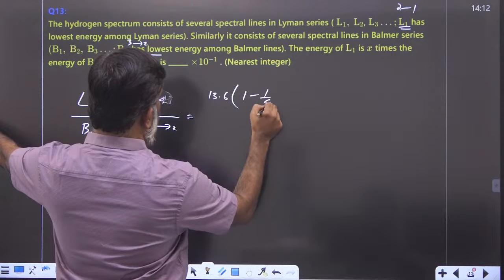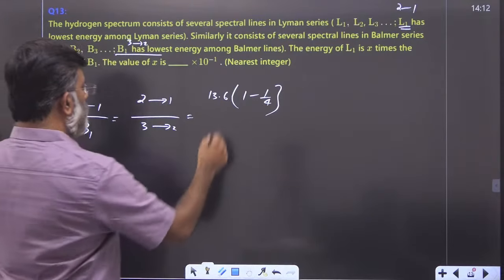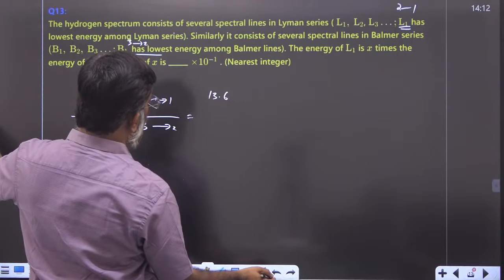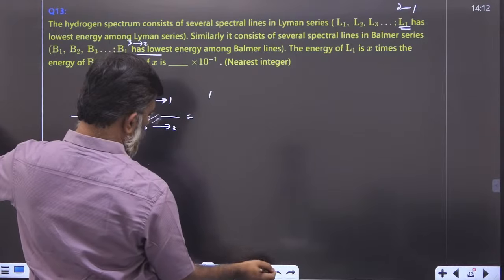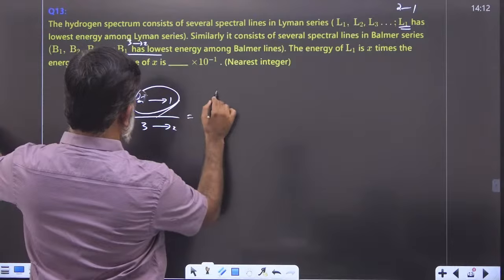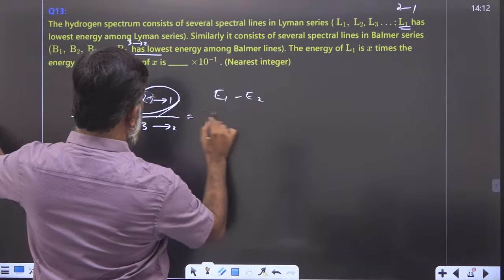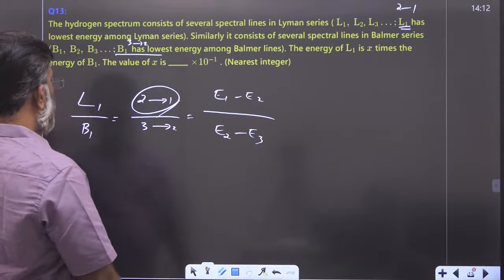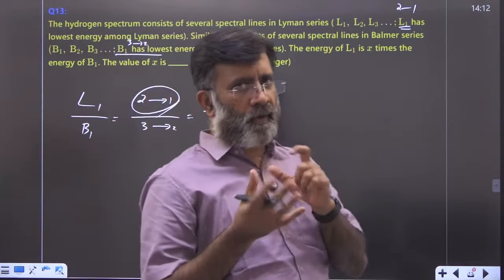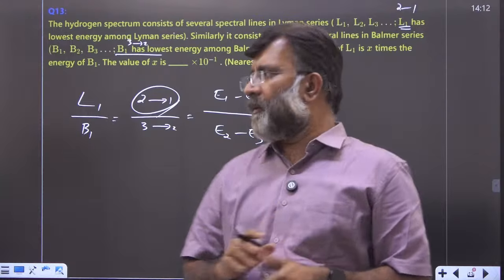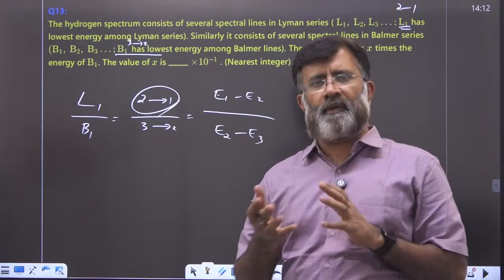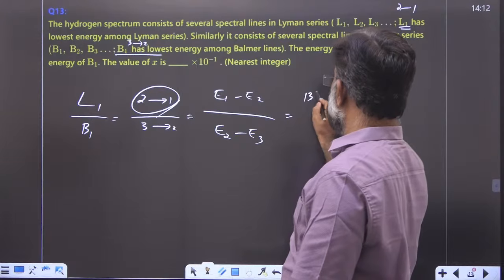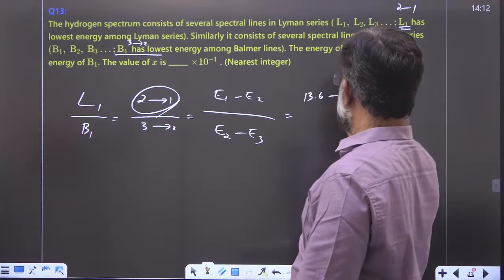13.6, 1 minus 1 by 4. Hope you understand. The difference is 1 difference. So E1, E2, and here E2, E3. This is what we have to do. For the 2 to 1 transition, look at the E1, E2 difference. For the 3 to 2 transition, look at the E2, E3 difference. Then you will get the answer. So E1 is 13.6 minus E2.